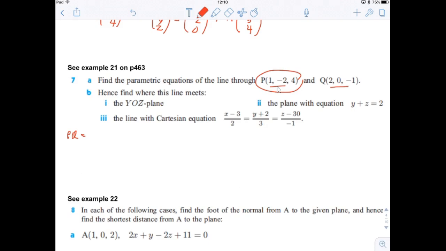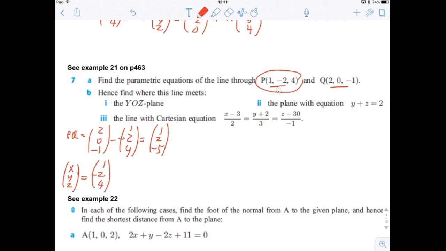PQ would be equal to Q, which is 2, 0, -1, and we subtract 1, -2, 4, and that gives us 1, 2, and -5. Now I'm going to write the equation of the line which goes through PQ. That would be xyz, or you could do vector r, if that's more compact. We put the position vector 1, -2, 4. You could put either that one or 2, 0, -1; it doesn't matter. Then I'm going to put plus lambda and the direction vector we just found, which is 1, 2, -5.